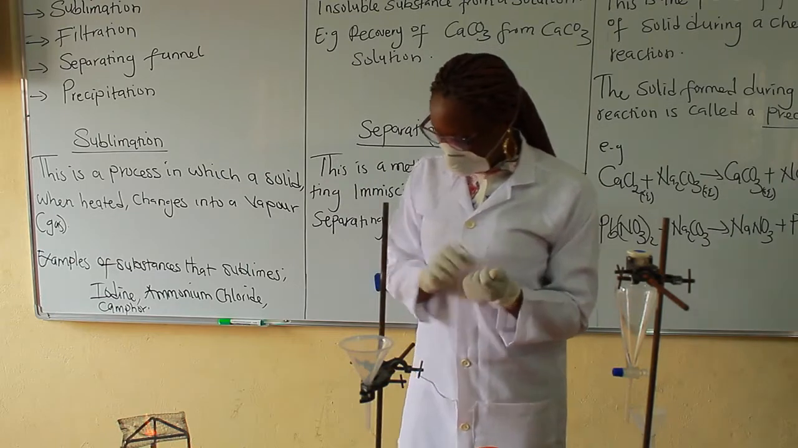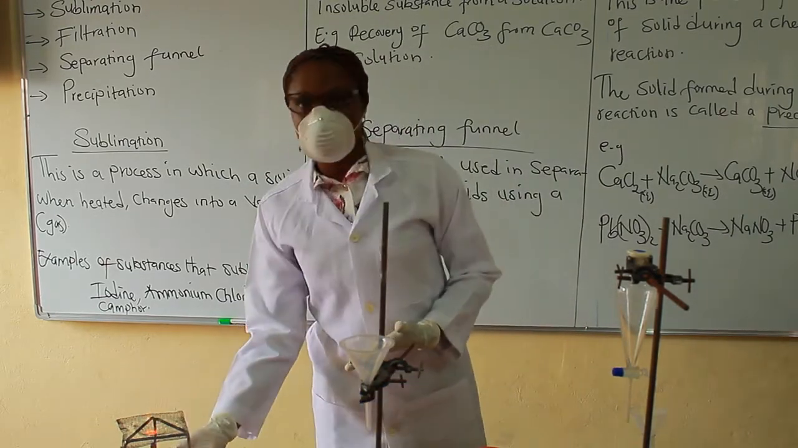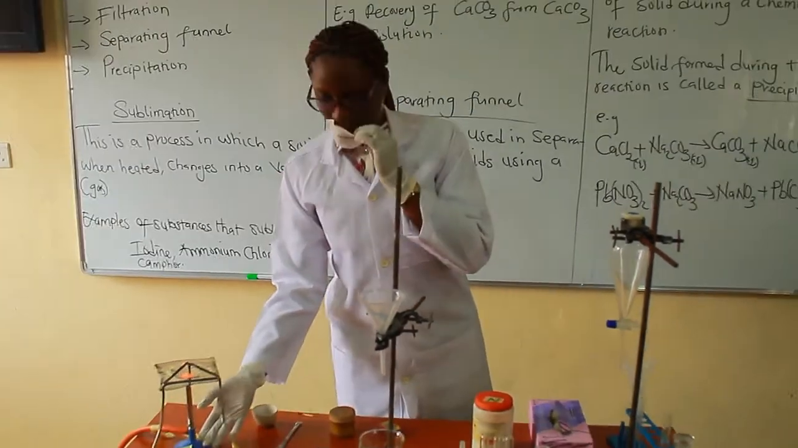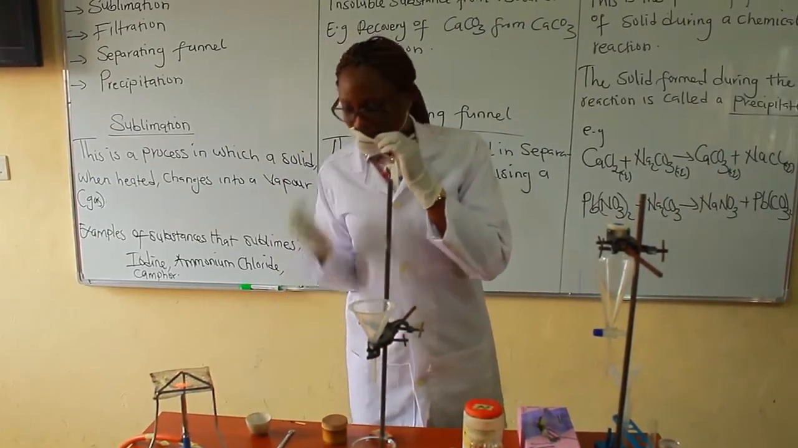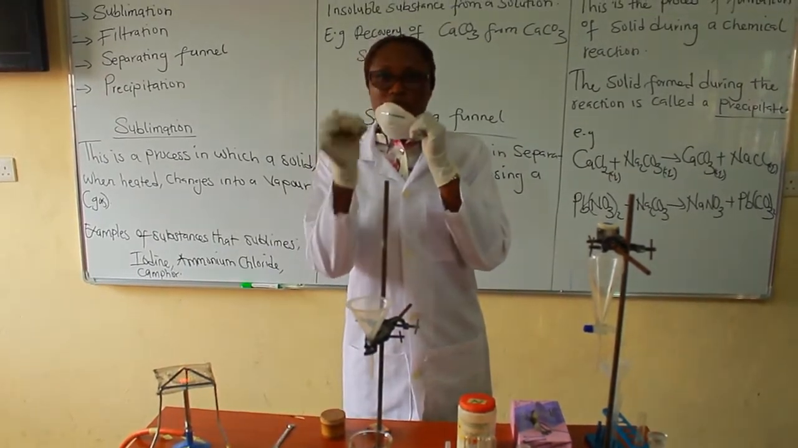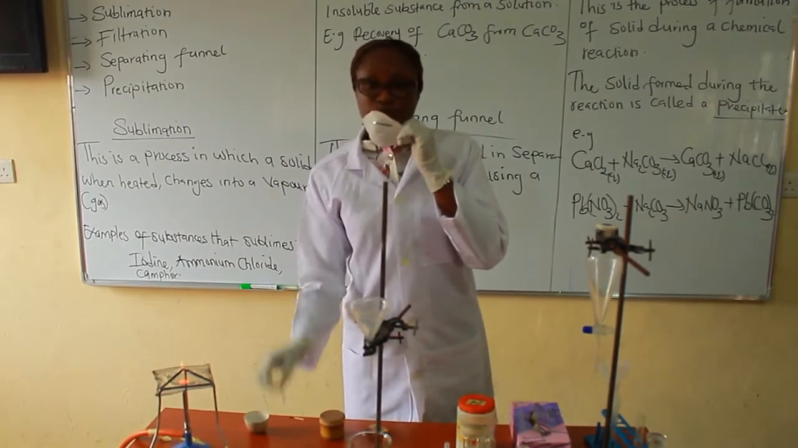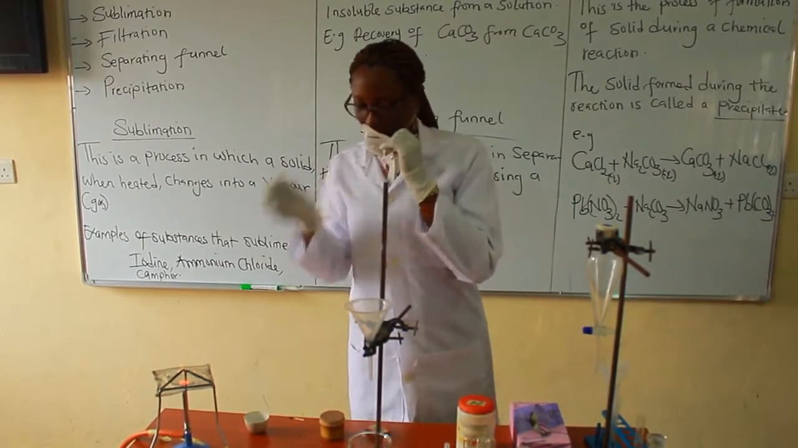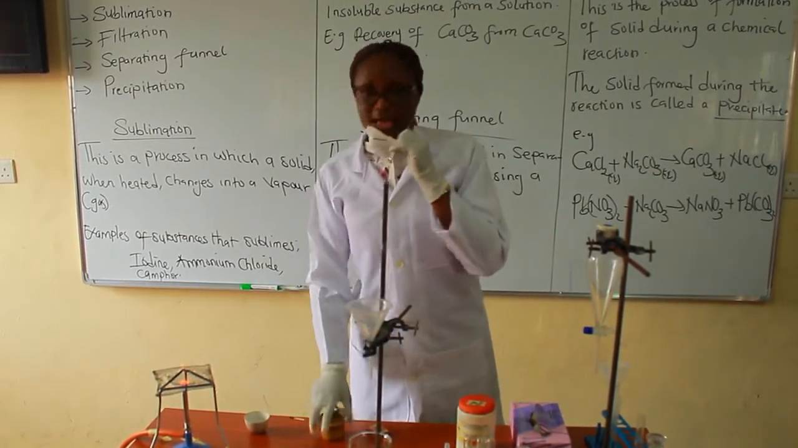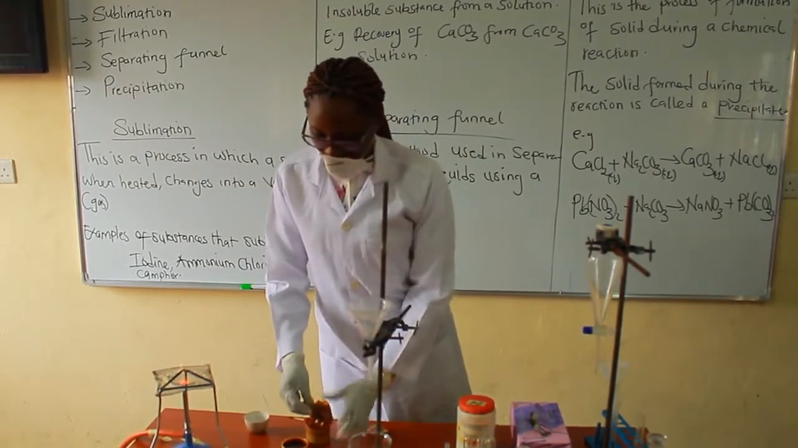So what do I do now? This is a wire gauze. This is the Bunsen burner, our source of heat, and this is the tripod stand. We have the crucible, which is used for heating in the laboratory. Then we have the spatula serving as our spoon, and the iodine crystals are here. So I'm going to bring it out.